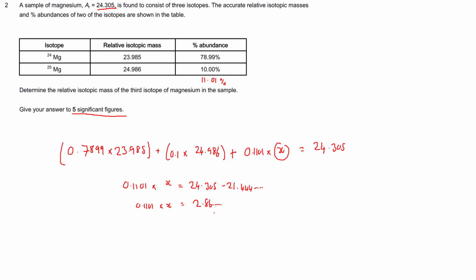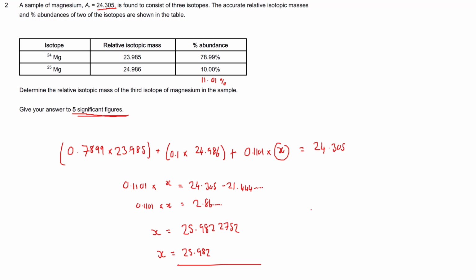So divide by 0.1101. So x equals that number divided by 0.1101. So let's do that now, 0.1101. And we get 25.982, etc. So it equals on the calculator 25.9822752. It says 5 significant figures referring back to the top. Therefore, to 5 significant figures, 25 is 2 significant figures, and 982 will be your other 3. And there you go.